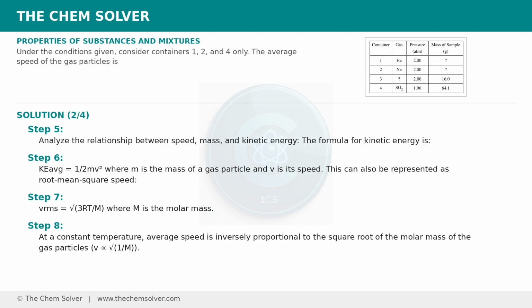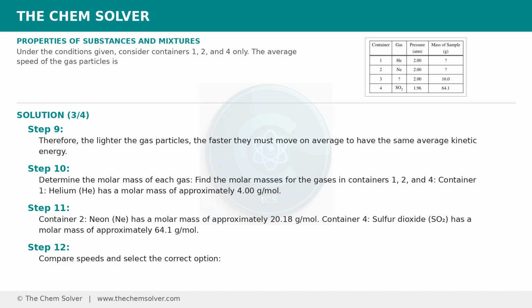At a constant temperature, average speed is inversely proportional to the square root of the molar mass of the gas particles. V is proportional to the square root of 1 over M. Therefore, the lighter the gas particles, the faster they must move on average to have the same average kinetic energy.